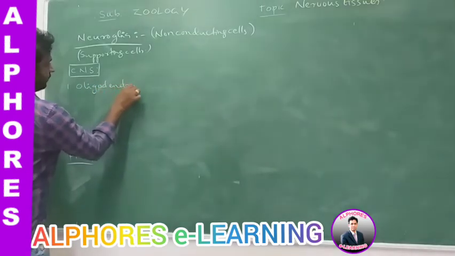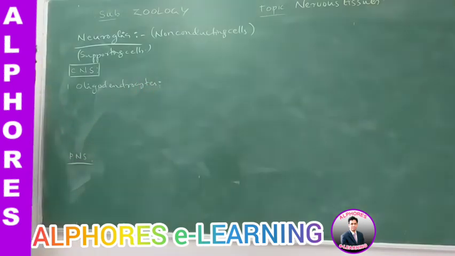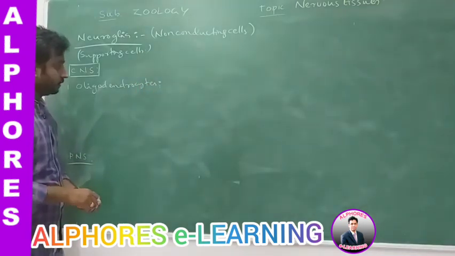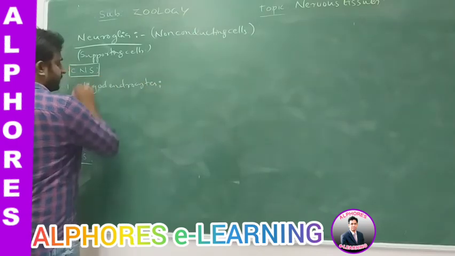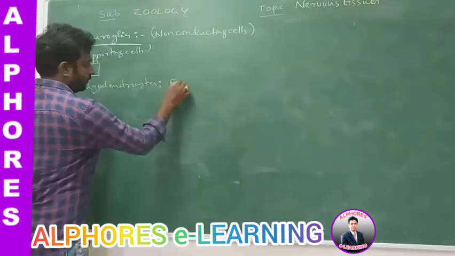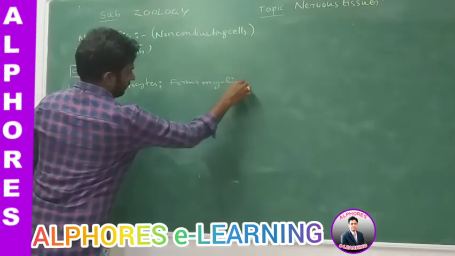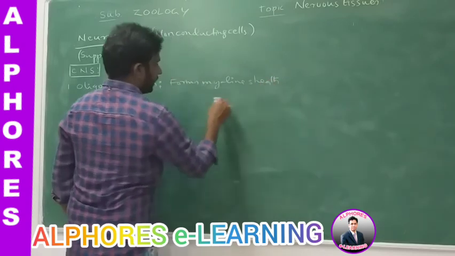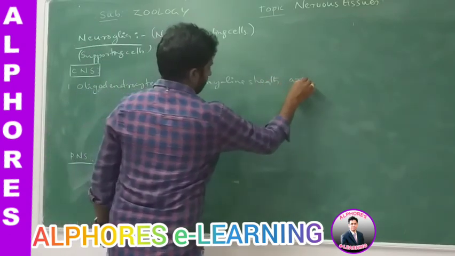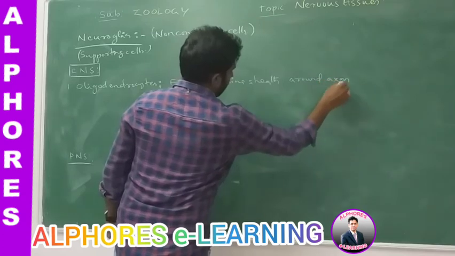oligodendrocytes. Oligodendrocytes are neuroglial cells present in the CNS that form the myelin sheath around the axon.